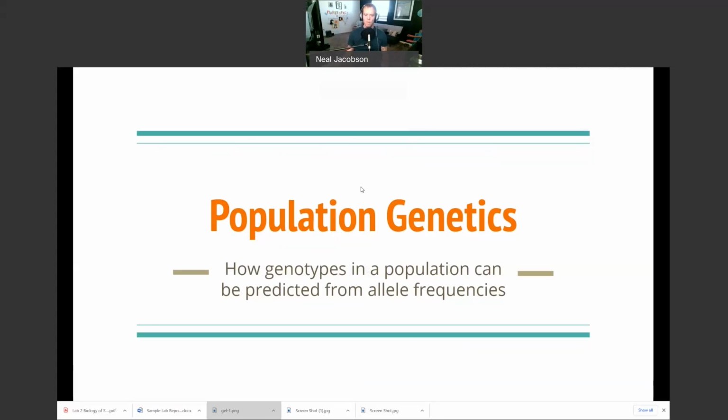And so, why is this important? Well, let's get to our note sheet. Because evolution is the change in allele frequencies over generational time, in order to understand how and why populations evolve, we must first be able to calculate allele frequencies. So, let's start with that.